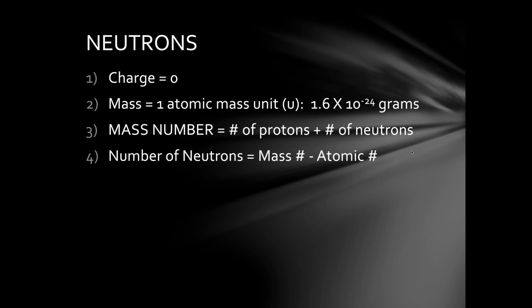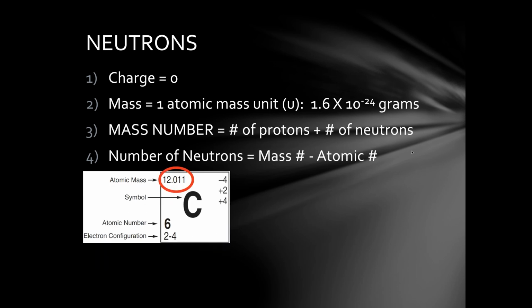The number of neutrons, therefore, would be the mass number minus the atomic number. So if you have a mass number of 11, that means there are 11 particles in the nucleus. If 5 of them are protons, the remaining 6 are the neutrons.